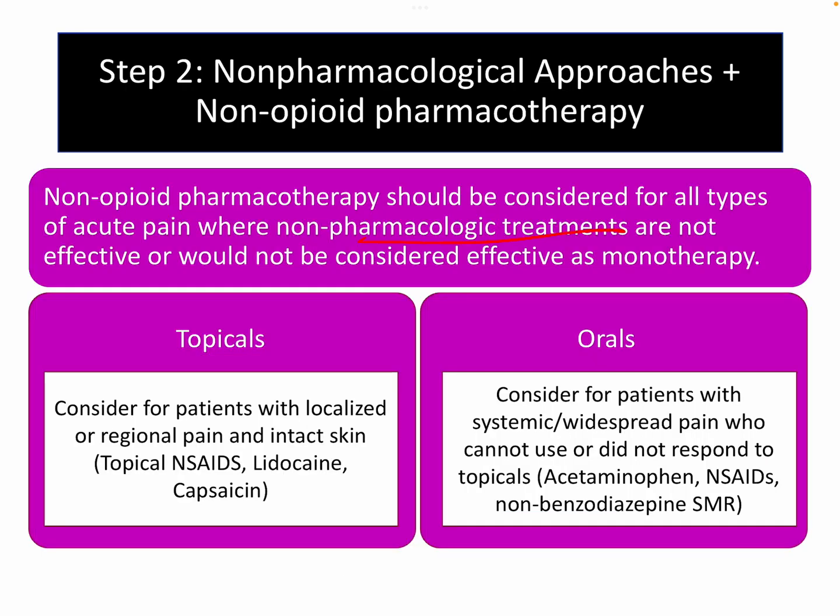Now, you can use topicals or orals. Really, the thing that is going to determine whether or not you want to have oral therapy is number 1, if the patient doesn't respond to topical therapy, or number 2, that they have systemic or widespread pain. As opposed to if they have pain in just a singular joint, or even 2 or 3 joints where it isn't everywhere, topical therapy may be appropriate. I gave you an idea.